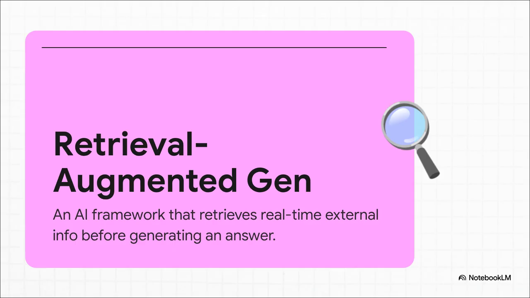The easiest way to think about RAG is like giving the AI a live connection to the internet or a massive up-to-date library. So before it answers you, it can go look things up and pull in the latest information. No more stale, outdated answers.